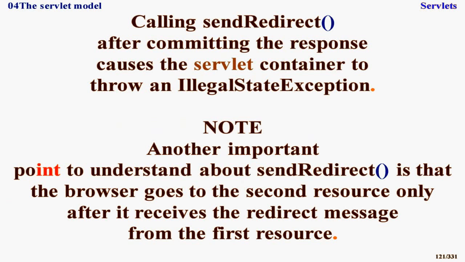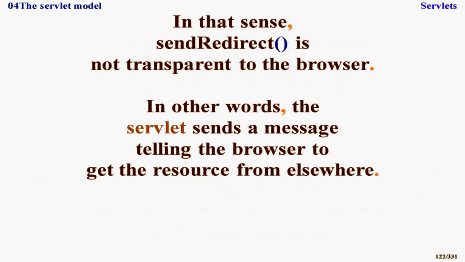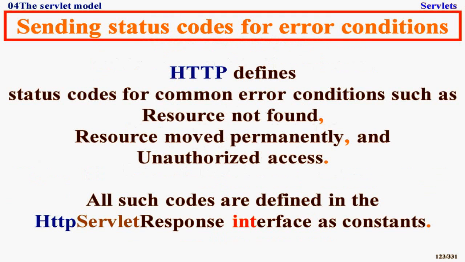Note another important point to understand about sendRedirect is that the browser goes to the second resource only after it receives the redirect message from the first resource. In that sense, sendRedirect is not transparent to the browser. In other words, the servlet sends a message telling the browser to get the resource from elsewhere. Sending status codes for error conditions: HTTP defines status codes for common error conditions such as resource not found, resource moved permanently, and unauthorized access. All such codes are defined in the HttpServletResponse interface as constants.